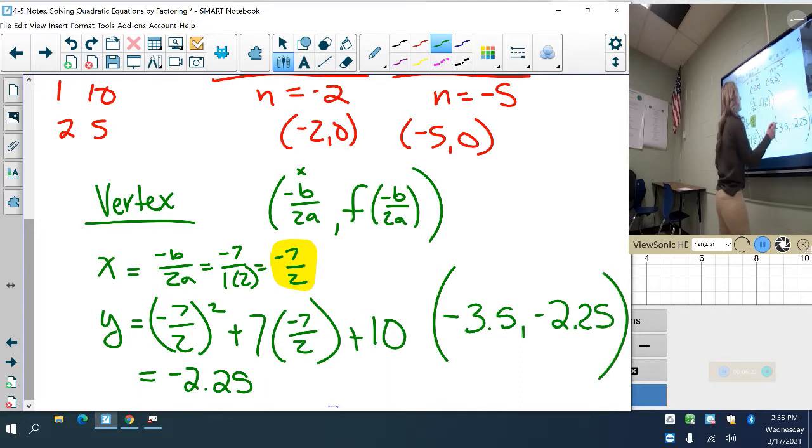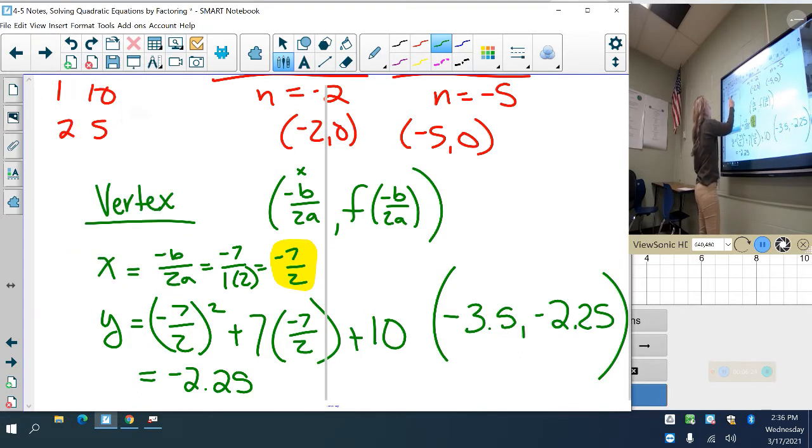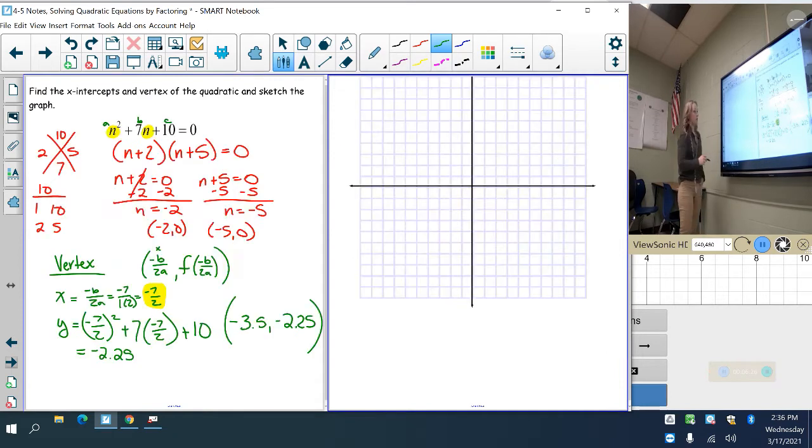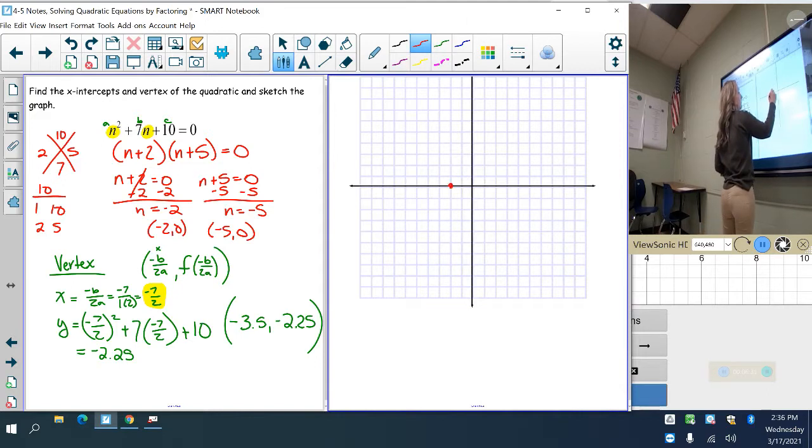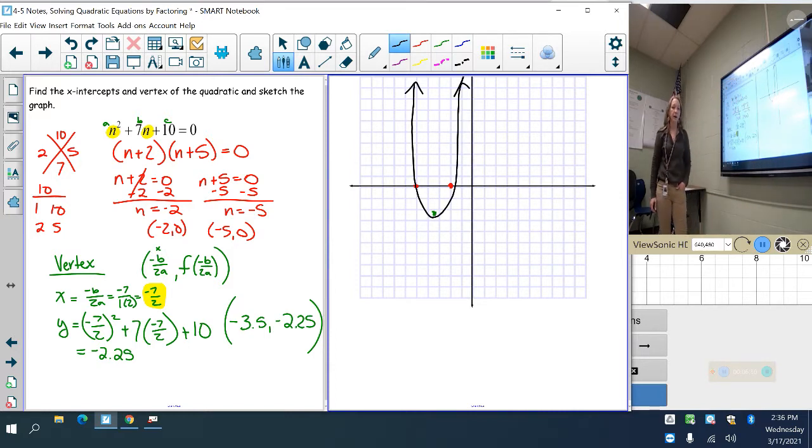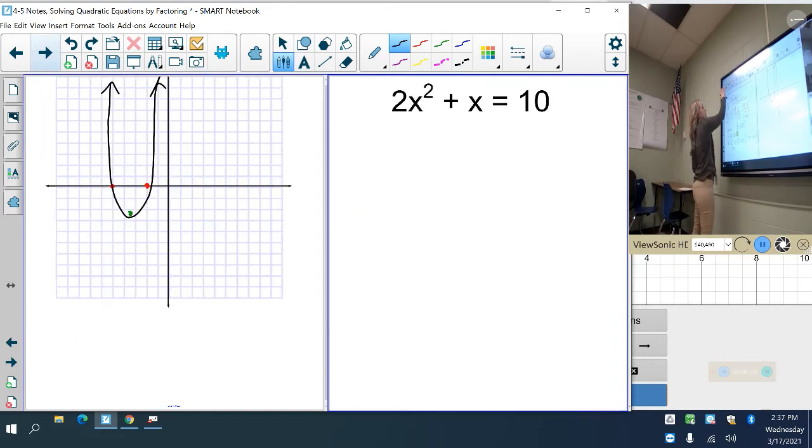Now, here is where we're going to sketch a graph, okay? We are going to graph the vertex, negative 2, 0, and negative 5, 0. And now we're going to plot negative 3.5 and negative 2.25, which is right here, so it's a little further down. And then we can sketch an image of the graph, okay? Now, mine obviously doesn't go through perfectly, but that's about what the graph looks like, which is super helpful. Let's go ahead and try another one.